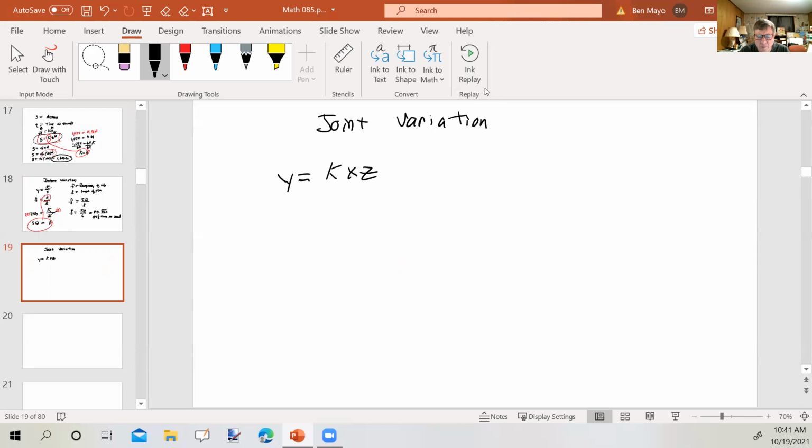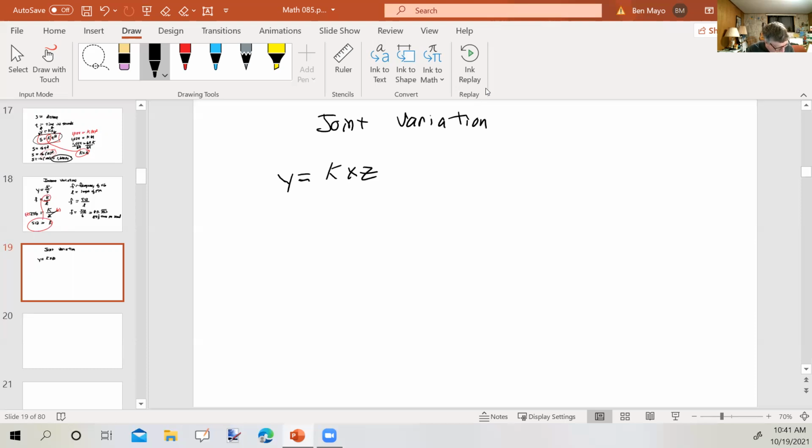Have you ever had a joint bank account? That's where there's more than one person on the account, like you and your spouse or whatever. So joint variation, we have more than one variable on the right side of the formula, the right side of the equal sign, okay? So let's see here, an example of joint variation.